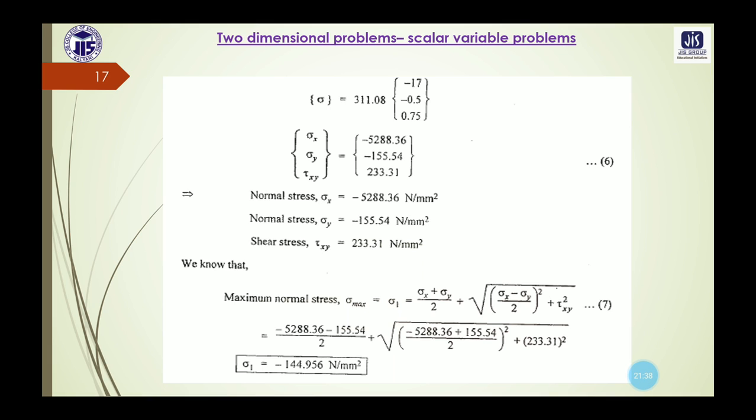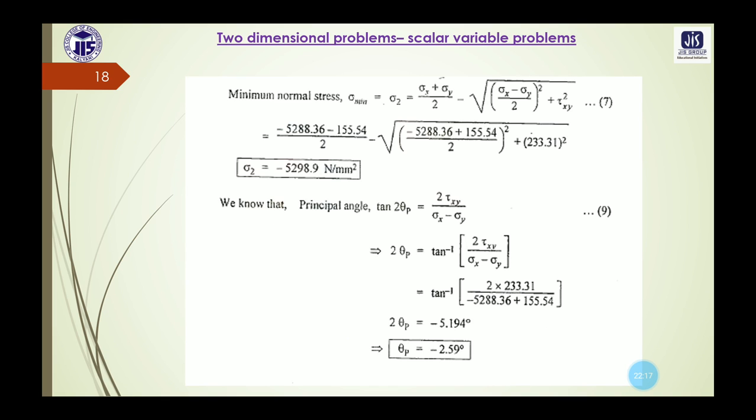Next we need to calculate the maximum and minimum normal stress also. The formula for sigma max, or sigma 1, is sigma x plus sigma y by 2 plus root under sigma x minus sigma y by 2 whole square plus tau xy square. The values of sigma x, sigma y and tau xy we have already calculated. So we need to put all these values of the stresses in equation number 7 and finally we can calculate the value of maximum normal stress sigma 1, which is coming as minus 144.956 Newton per millimeter square.